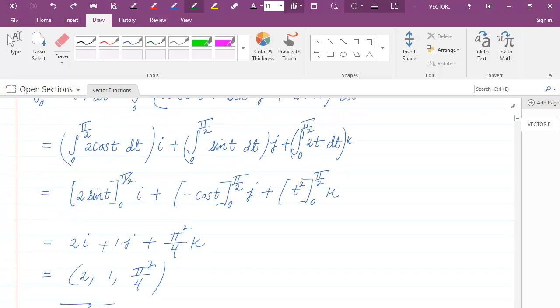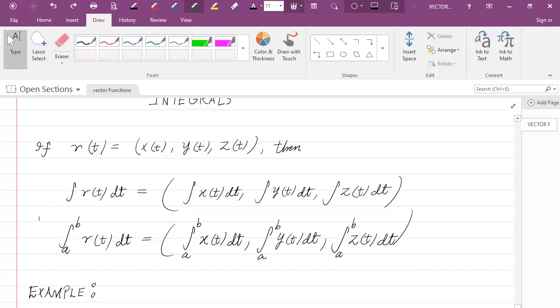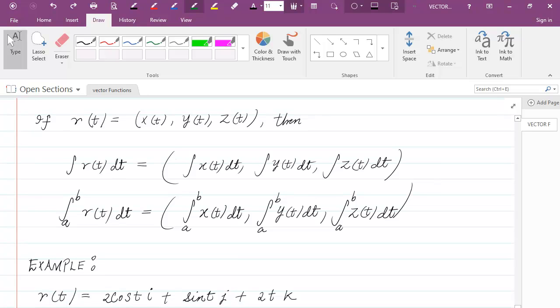Okay, so this is it on integration of vector functions, and so we're going to stop this video here, and we'll be doing arc length in the next set of videos.